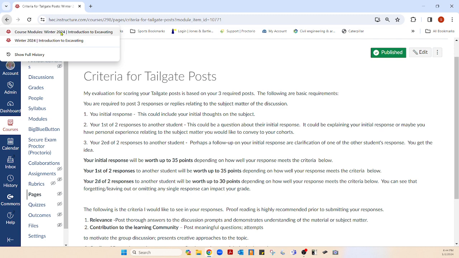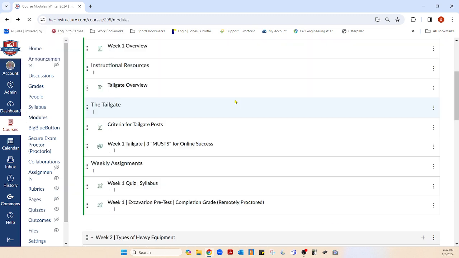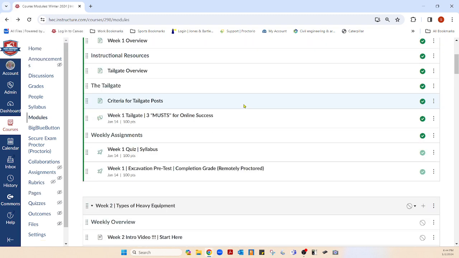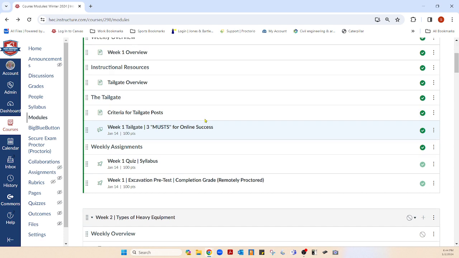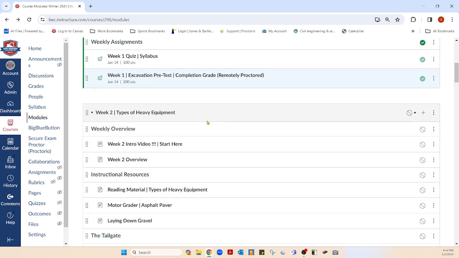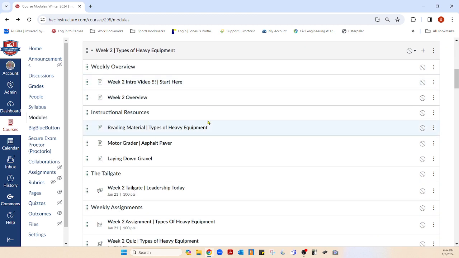The introduction to excavating, that's where we want to be. I've said that different ways: excavation or excavating. Anyway, it's EX 101, so you know you're where you're supposed to be. The tailgate, I think I went over in the introduction video. So what I want to talk about now is week 2, and that's types of heavy equipment.